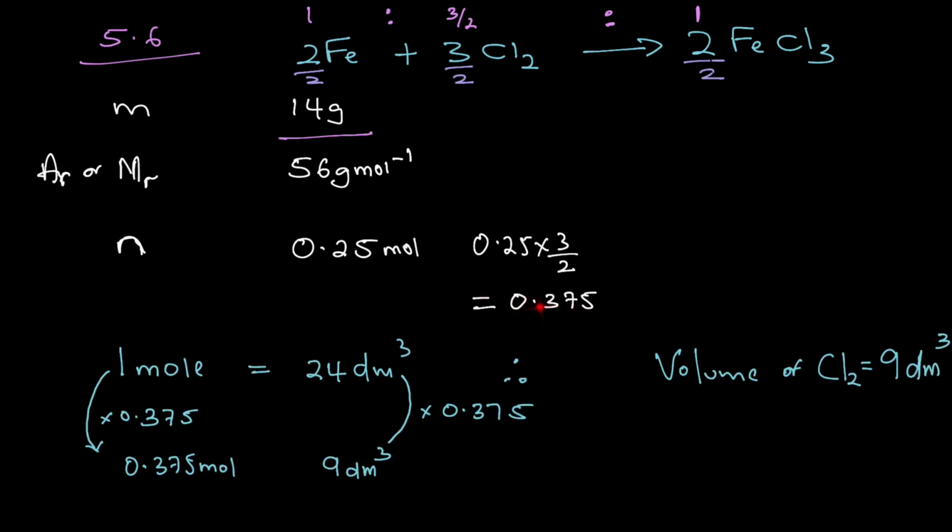So now we get 0.375. We do know that 1 mole equals 24 decimeter cube. Therefore, if I times 1 mole by 0.375, I get 0.375 mole. I need to do the same here. And if I times 24 decimeter cube by 0.375, I get 9 decimeter cube. So therefore, the volume of chlorine gas equals 9 decimeter cube.